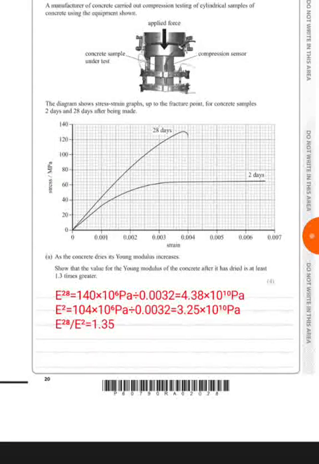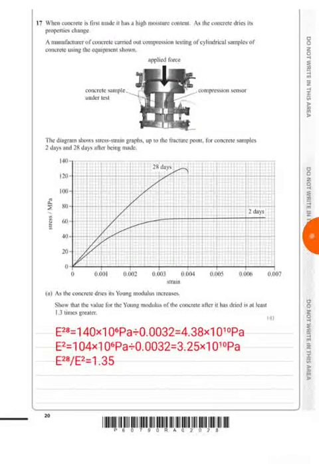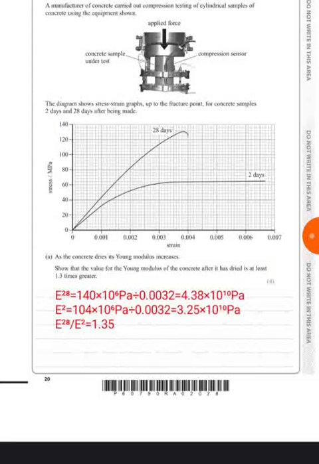Show that the value for the Young modulus of the concrete after it has dried is at least 1.3 times greater. So Young modulus at 28 days: Young modulus is stress divided by strain. So we take stress 140 times 10 to the power 6, then we divide by 0.0032. And then for 2 days, it's 104 times 10 to the power 6 pascals divided by 0.032 equals 0.25 times 10 to the power 10 pascals. Then we divide the 28-day Young modulus by the 2-day Young modulus, and we get 1.35.